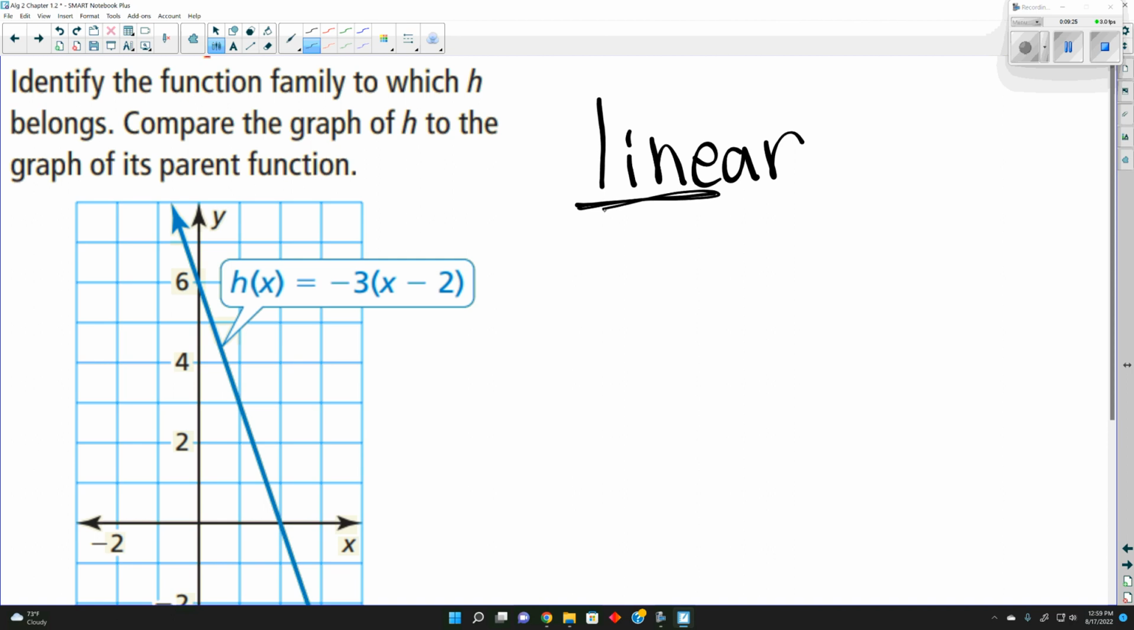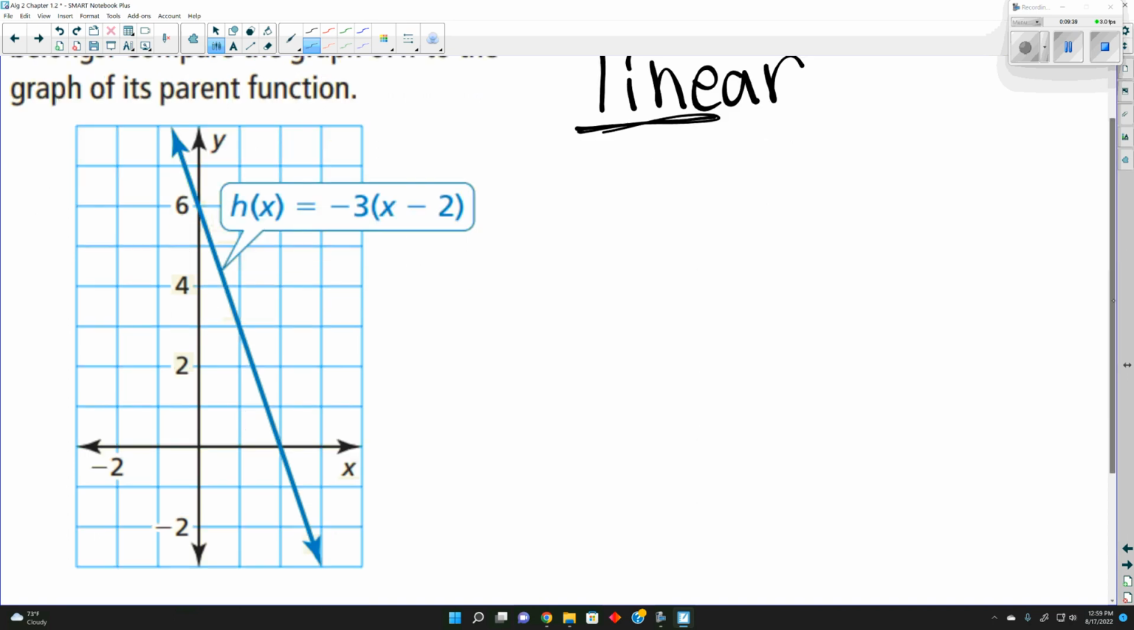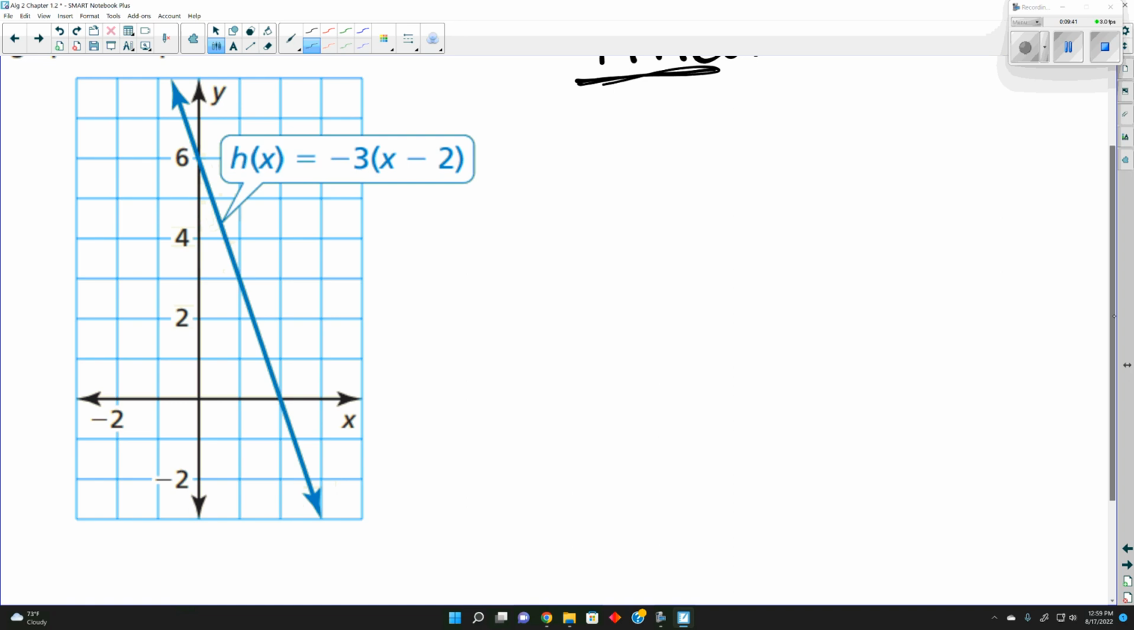And again, we can see that it's been flipped. It's going down instead of going up. It's not crossing the x-axis at 0 anymore. And it's not crossing the y-axis at 0, because the normal parent function for this here would have been this function here. That would be the parent function. It looks different, but it does have some similarities to it.